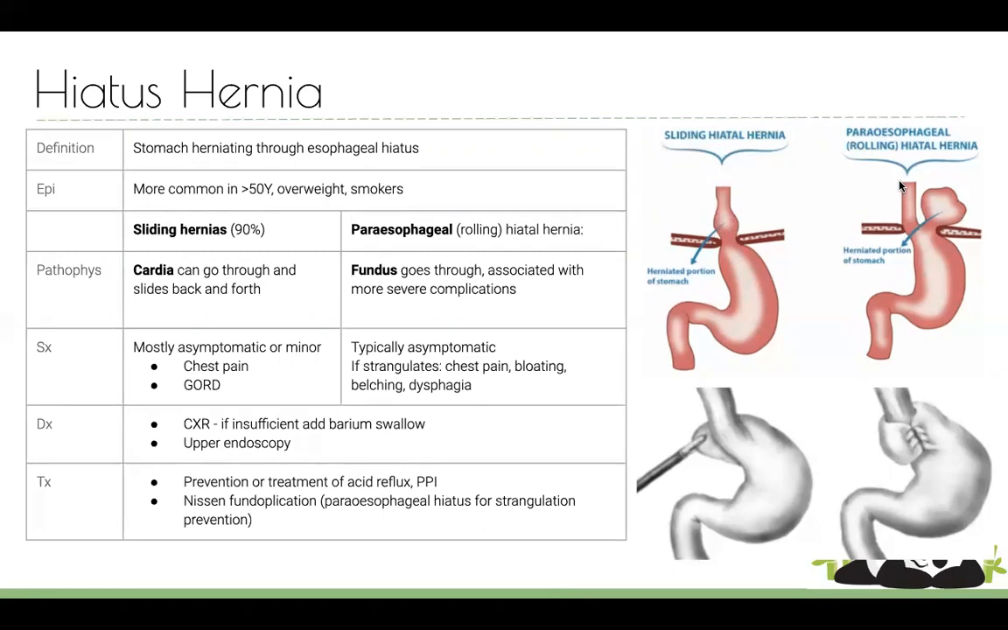A paraesophageal or a rolling hiatal hernia is when the fundus goes through, and these are associated with more severe complications because it can strangulate. And then diagnosis is usually via a chest x-ray. You might give them a barium swallow like before, and then treat basically the complications. Or if it's very serious, then you might do this operation called a Nissen fundoplication, where you bring the fundus around and attach it again, and you can see that it gives it something more substantial to push against that hole.